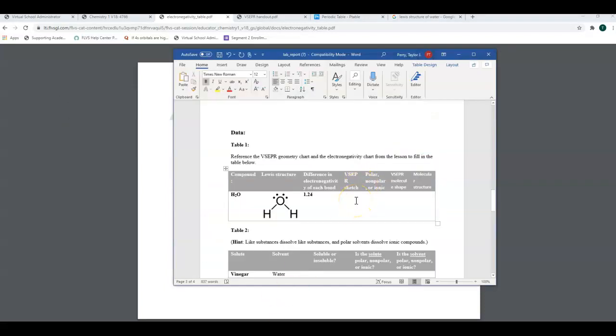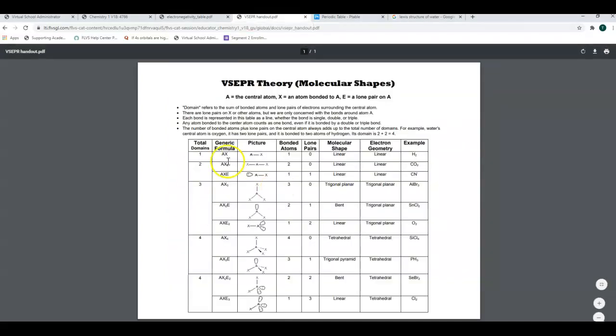All right, the VSEPR sketch. Okay, so if you look here, here's our little VSEPR chart. You should have looked at this before. They should have gone over VSEPR theory already. So what we're going to do here is we'll notice that it has a little code here. It says A is the central atom, X is the atom bonded to the central atom, and E is a lone pair on our central atom.